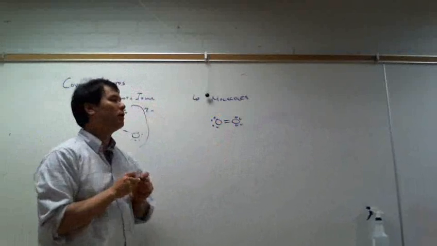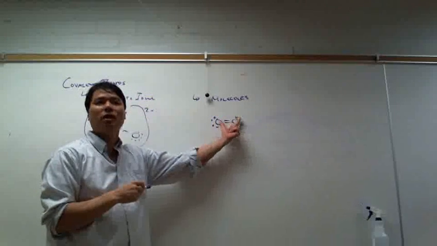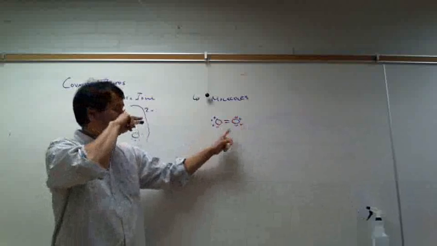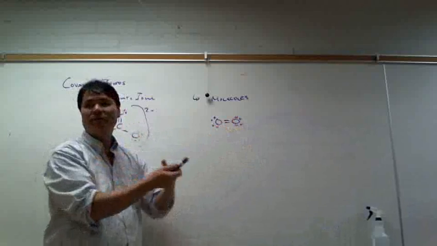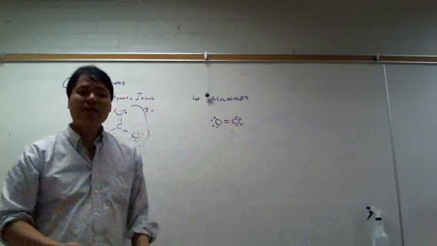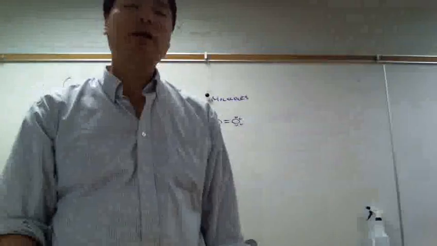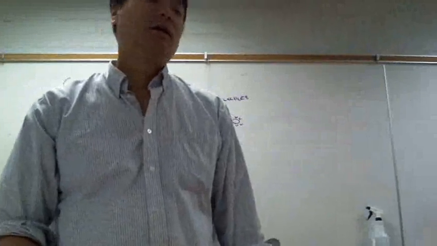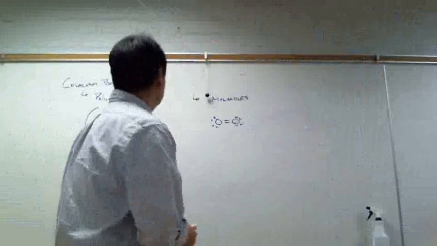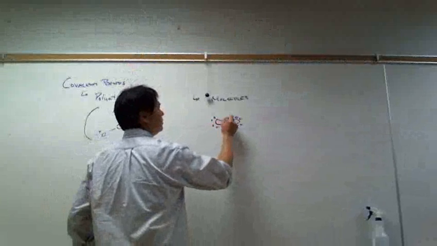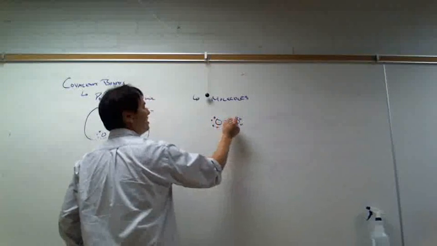O2, is this what we call a polar covalent bond or non-polar covalent bond? Non-polar, it's a tie, 3.5 to 3.5, even. 3.5 to 3.5 is going to have a symmetric electron cloud in the bonding region, like this. This is symmetric.